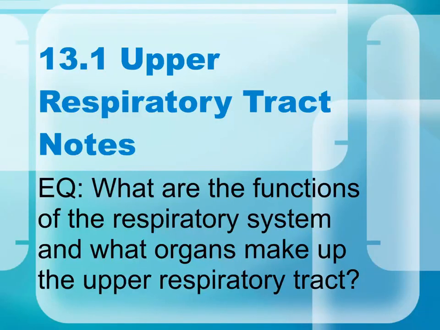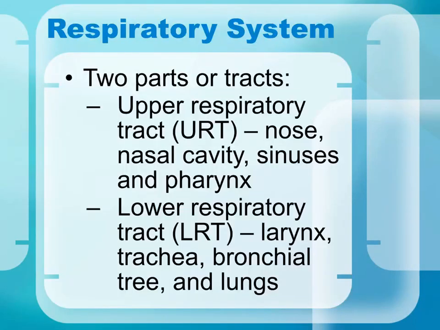This is 13.1 Upper Respiratory Tract Notes. The essential question is, what are the functions of the respiratory system and what organs make up the upper respiratory tract? The respiratory system is broken down into two parts. The upper respiratory tract, which is made up of the nose, the nasal cavity, the sinuses, and the pharynx. The lower respiratory tract involves the larynx, the trachea, bronchial tree, and the lungs.